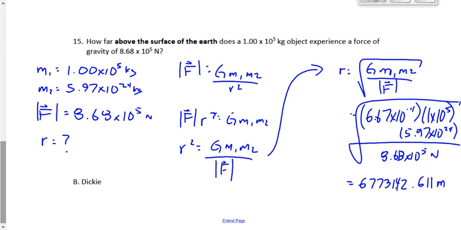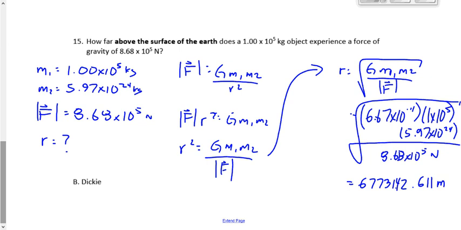What have I just found? What have I just calculated? The value of r, right? But we're not looking for the value of r. We're looking for the distance above the Earth's surface. We found the distance from the center of the Earth to this object. We want the distance above the surface of the Earth to this object. So what are we going to do? Yeah, subtract the Earth's radius.